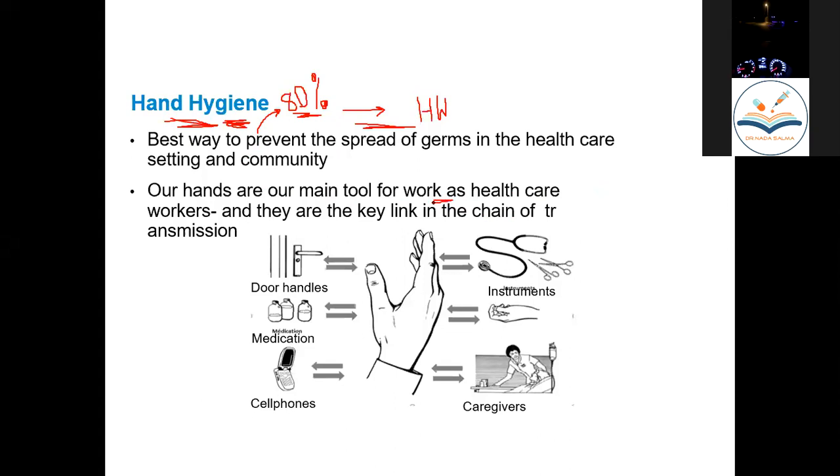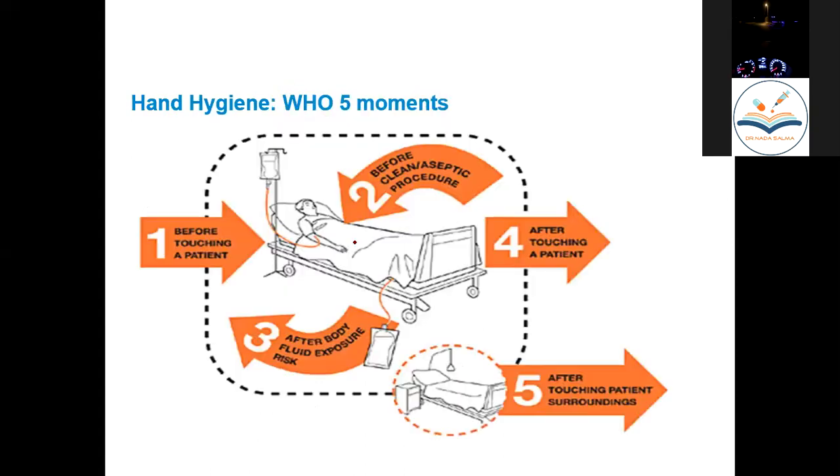Regardless of banning handshakes, which is normal in the hospital, we are talking about the tools that you use 24 hours: your hands. So they are the key link in the chain of infection transmission. Okay, WHO recommends 5 moments when you have to do hand washing or hand rubbing or hand hygiene.